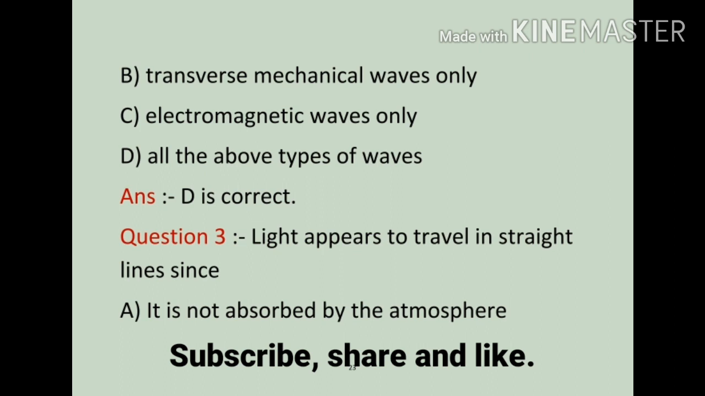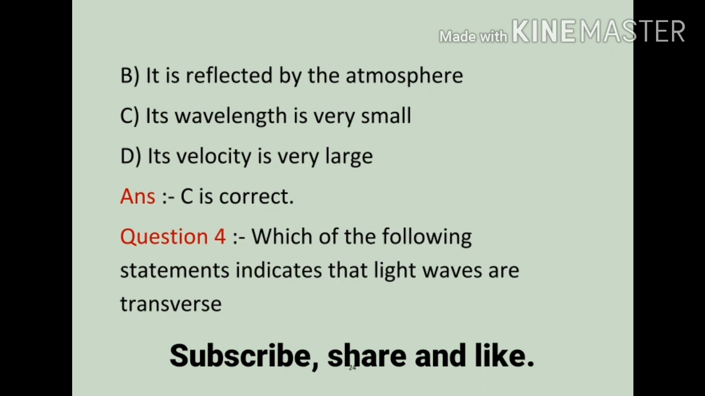And question 3, light appears to travel in straight lines since option A, it is not absorbed by the atmosphere. Option B, it is reflected by the atmosphere. Option C, its wavelength is very small. Option D, its velocity is very large. And the correct option is C.